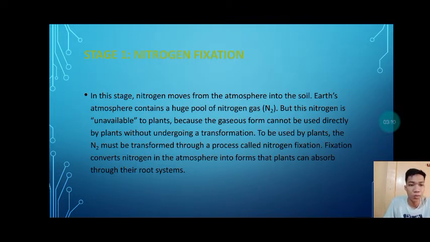Stage 1: nitrogen fixation. In this stage, nitrogen moves from the atmosphere into the soil. Earth's atmosphere contains a huge pool of nitrogen gas, N2, but this nitrogen is unavailable to plants because it cannot be used directly by plants. The N2 must be transformed through a process called nitrogen fixation. Fixation converts nitrogen into forms that plants can absorb through their root system.